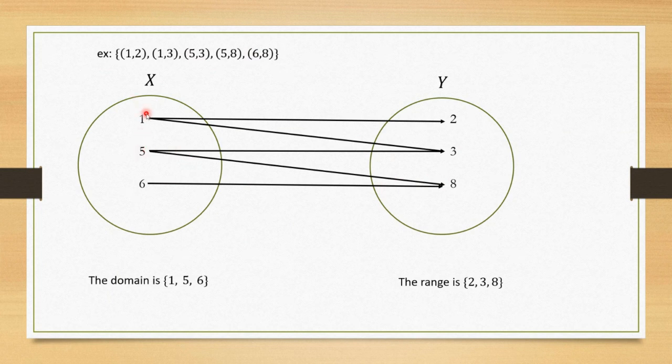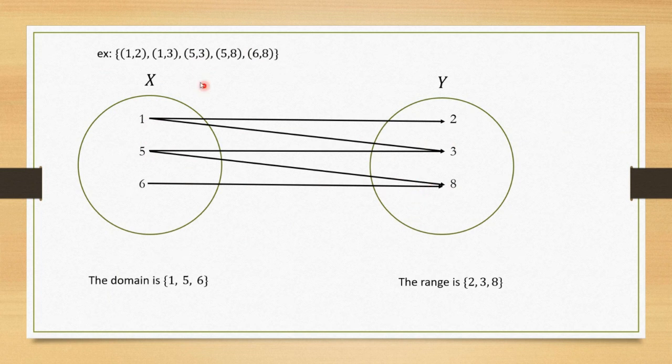As you can see, from 1 there are 2 arrows coming out of it, meaning 1 would have 2 outputs. If you put 1 into the function, you would have an output of 2 and of 3. The function, you can't have that. Same thing with 5. 5 has output 3 and 8. Well, that can't happen either. So this is not a function. It's a relation, but it's not a function.